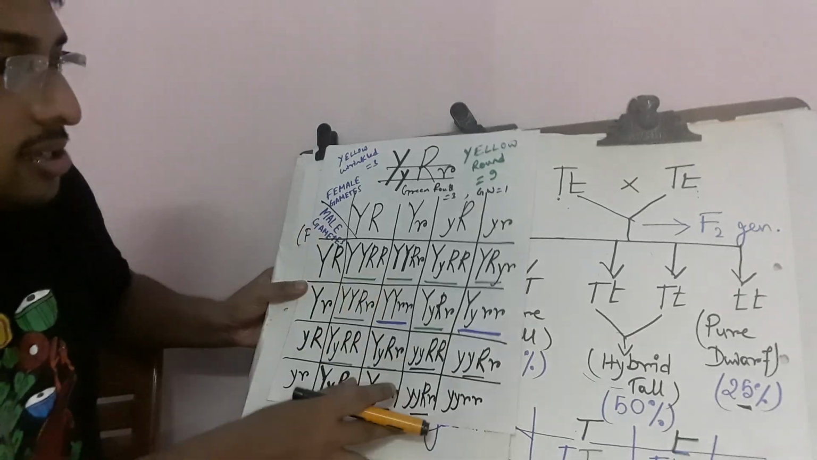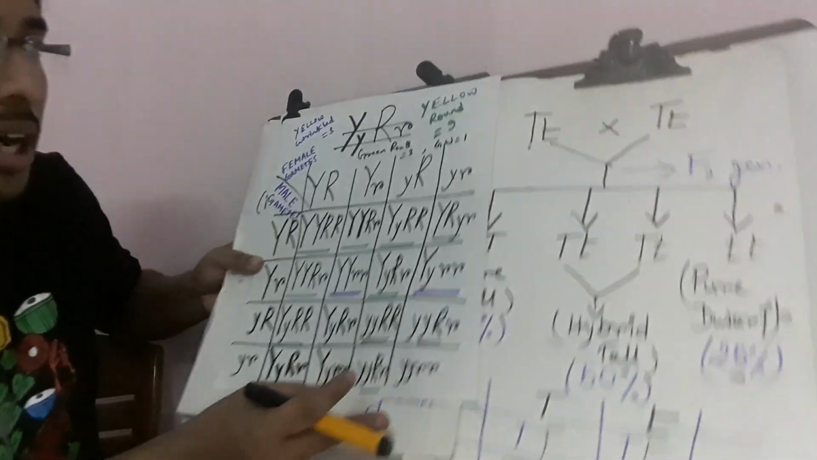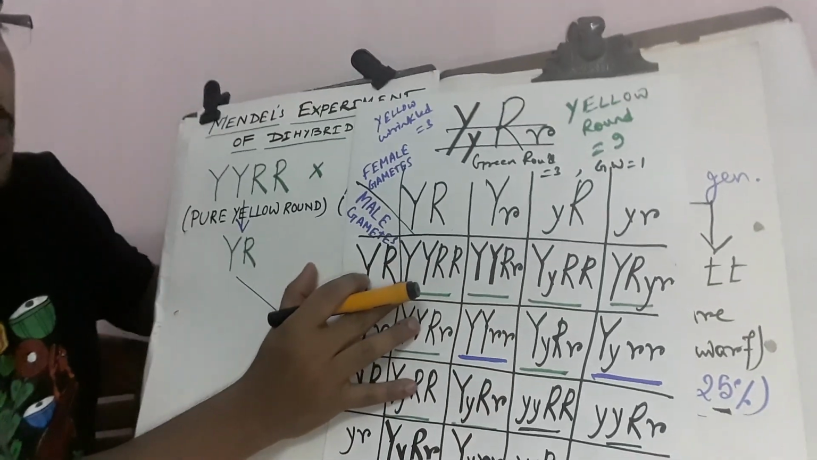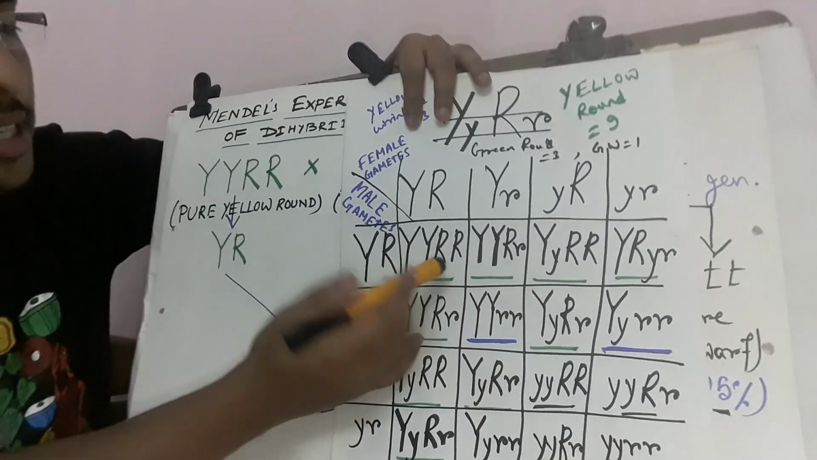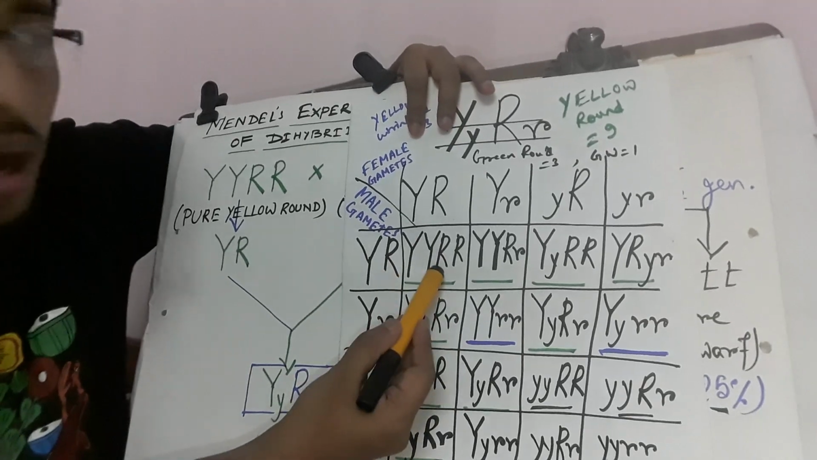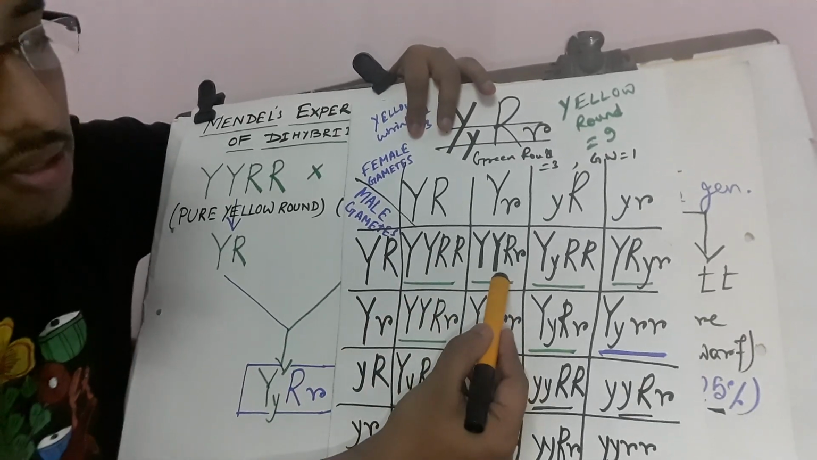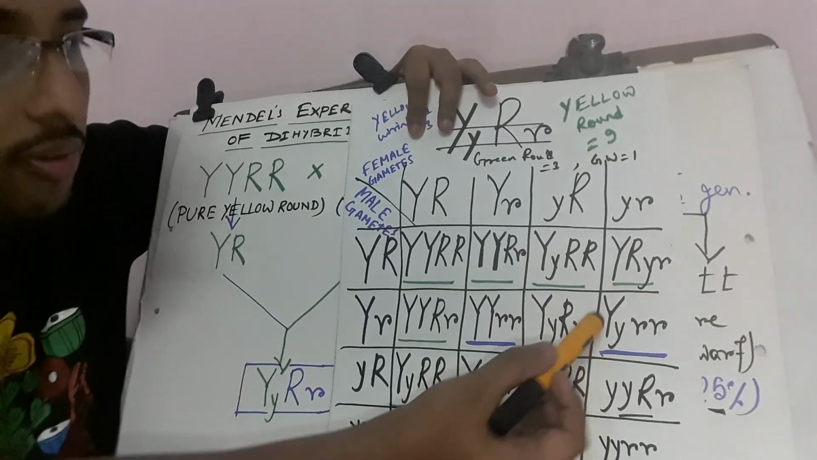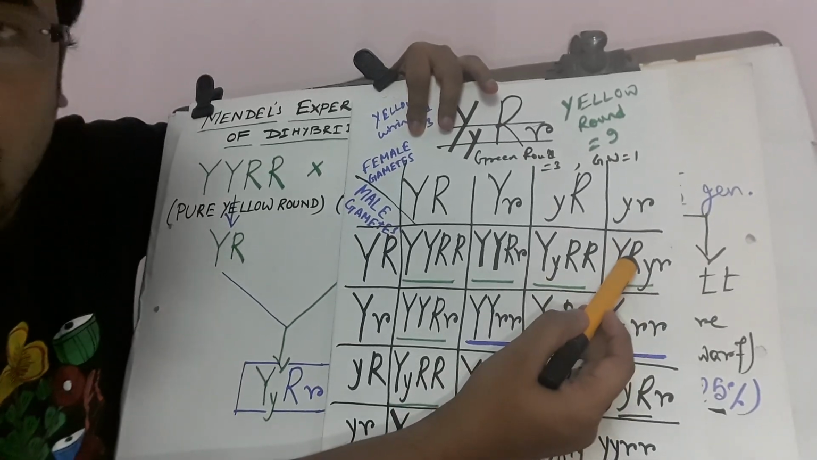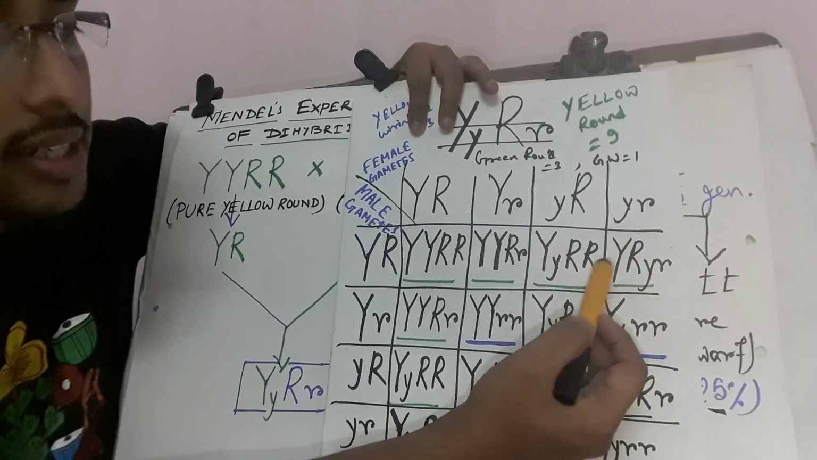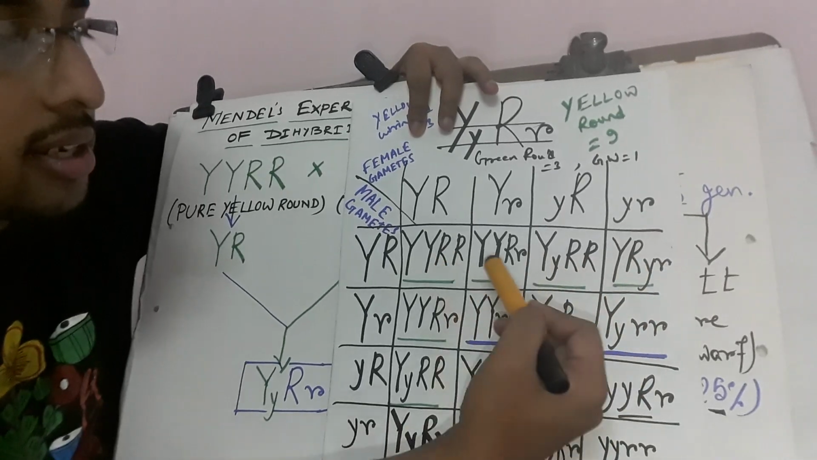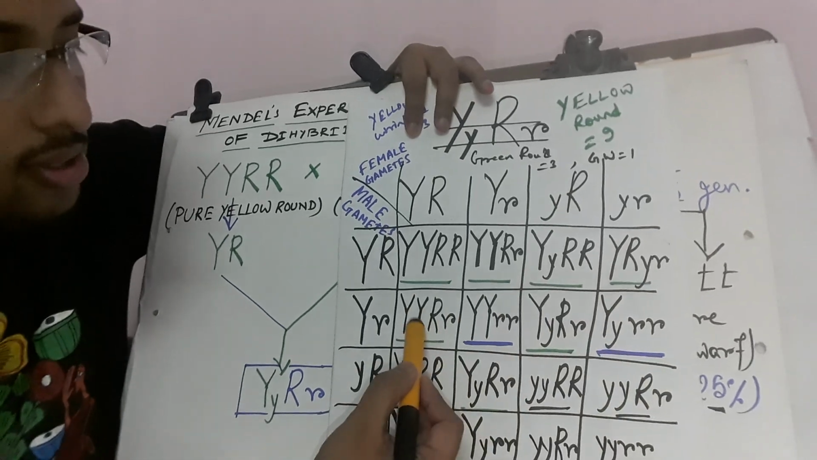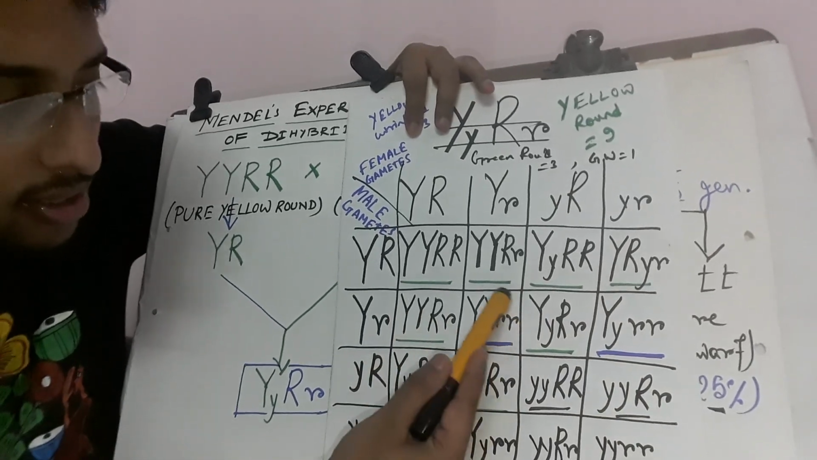The structure which is present here, capital Y, capital R, capital R, is yellow round seeds. Similarly, it is also yellow round seeds. It is also yellow round. It is also yellow round. Why? Because capital Y and capital R are present, and these are dominating characters, suppressing the others. So it is yellow round seeds. Here also yellow round.